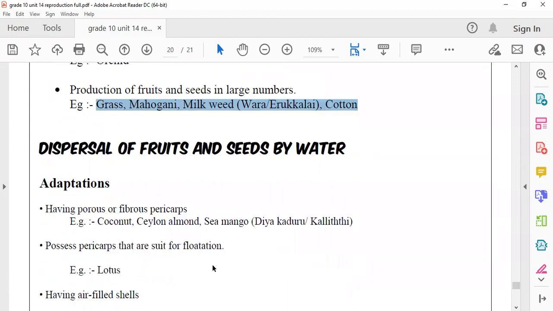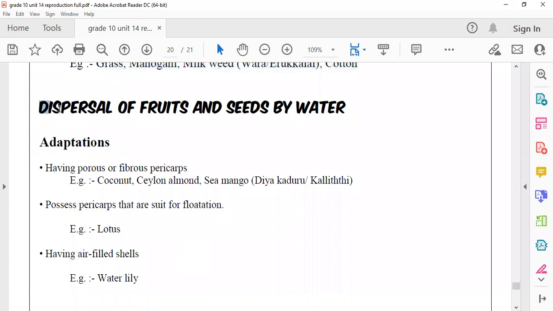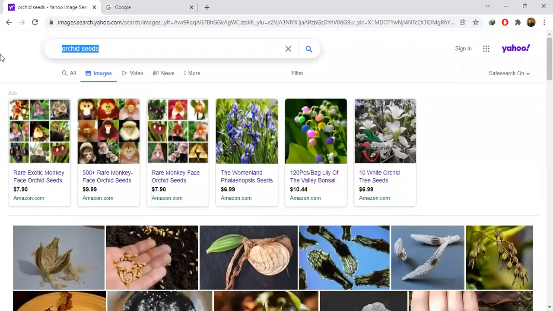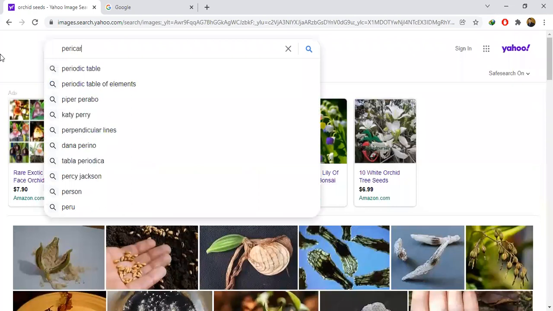And next it is dispersal of fruit and seed by water. In that case, there are three adaptations you have been given. One, it is having a porous or fibrous pericarp. Now, the simplest and the well-known example for pericarp is the pericarp of coconut.